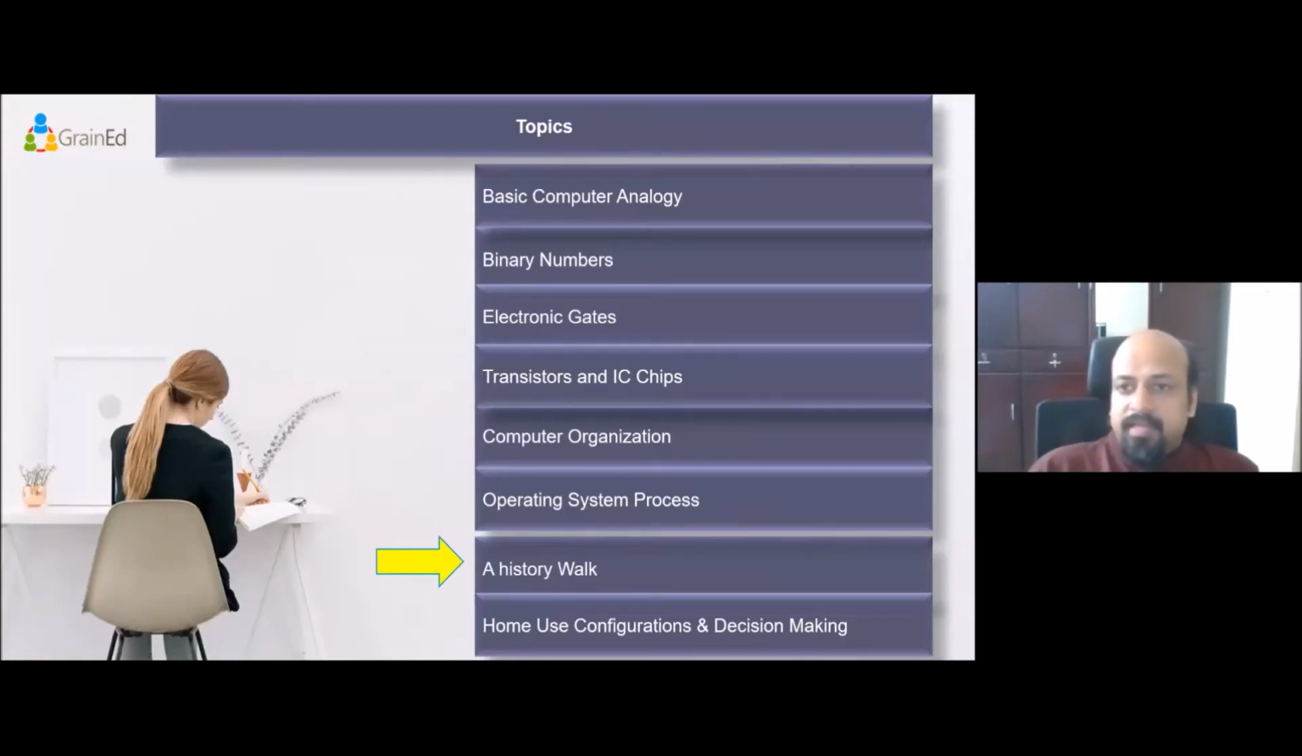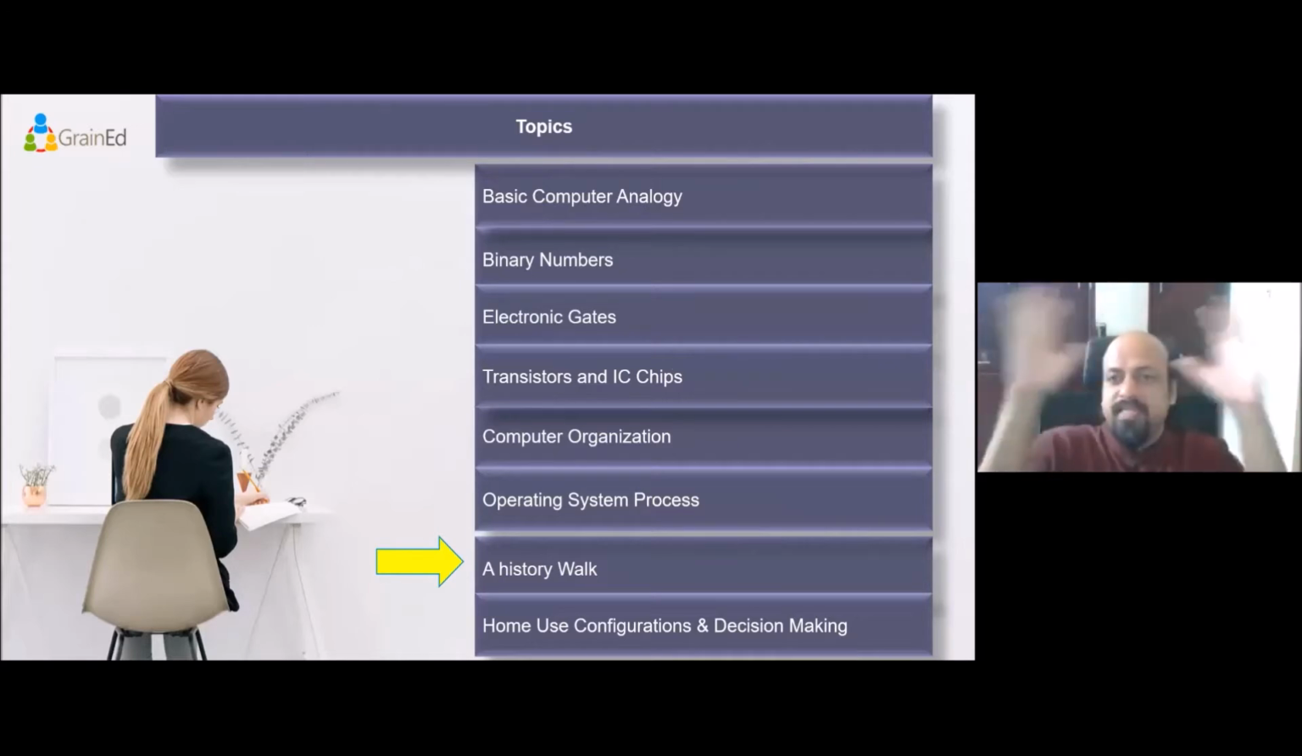So till this day, we talked about binary numbers, electronic gates, basic computer analogy, right? Then transistors, IC chips, computer organization, a little bit of 8085 architecture. I know it's difficult, but you have seen how things work between memory and registers, how read-write happens, how the processor sends a signal, and reading and writing happens, and the operating system. And in that, how registers and RAM work together.